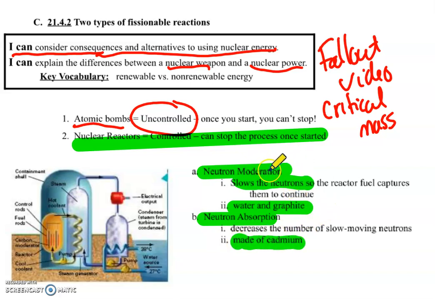So the moderation slows them down, and the absorption kind of sucks them up and takes them out of the reaction. So you've got a diagram here where we have some of the fuel rods. So we have fuel rods and then the control rods. The control rods are there, and they're part of the moderation and absorption. The nuclear reaction generates heat and steam, which then turns the turbine and then gives some electrical output.